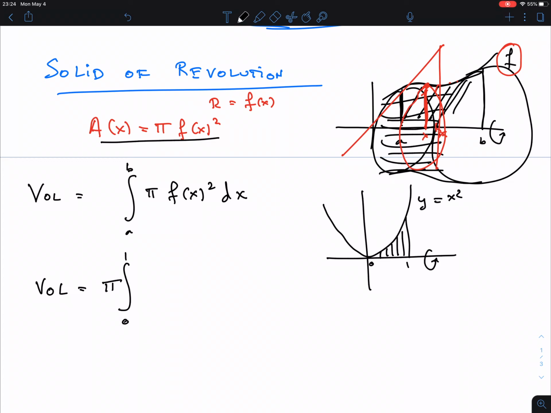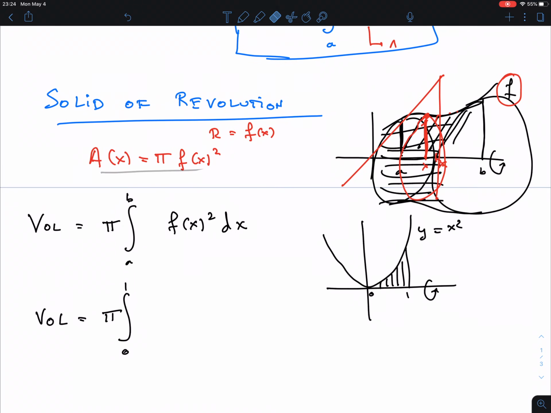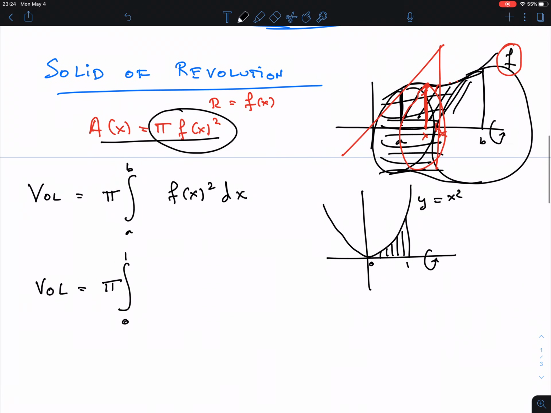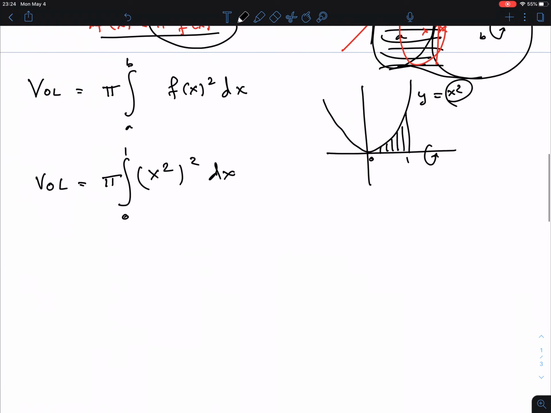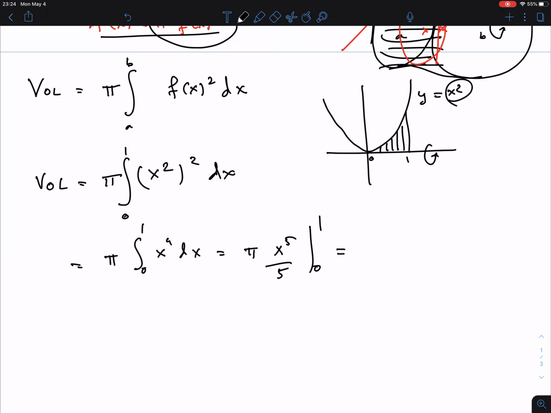There's a pi here, which I can take out. Remember, the pi came from the formula for the area of a circle, right? So we have a pi here, then f(x). What is f(x)? Well, f(x) is x squared, be careful. So that is the thing that we have to square, and then we have to integrate. That's it. Once you set it up, it's very simple. So this is the integral from 0 to 1 of x to the 4th dx. So that would be pi x to the 5th over 5, power rule, between 0 and 1. You plug in, that's pi, don't forget the pi here, 1 over 5 minus 0, so pi over 5.